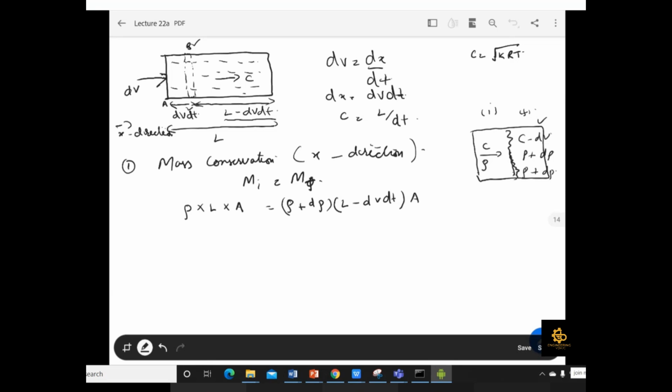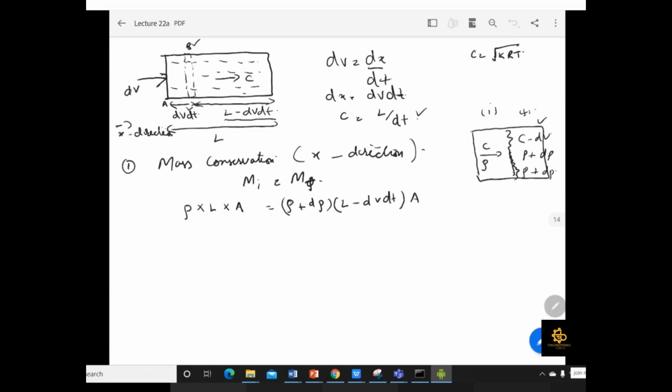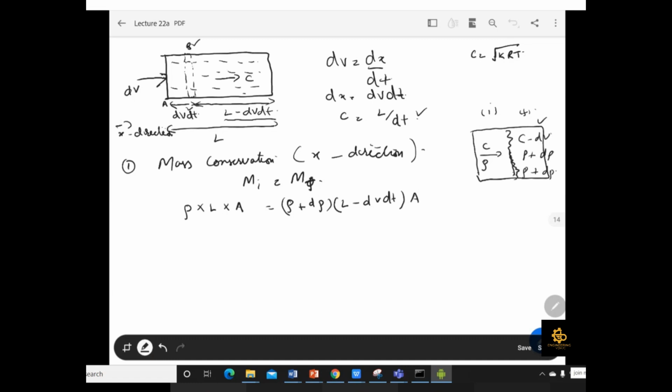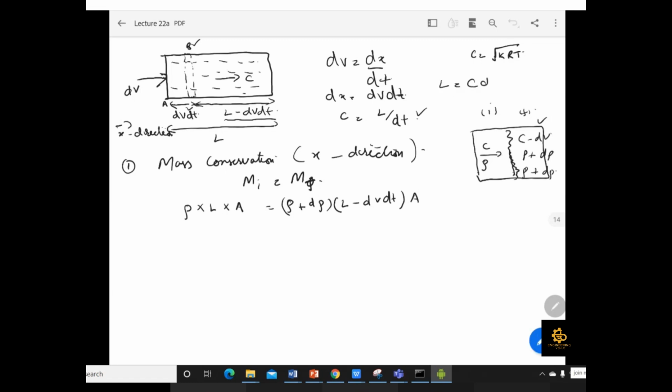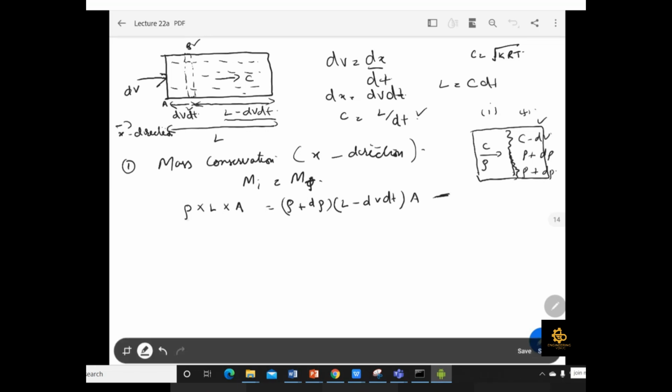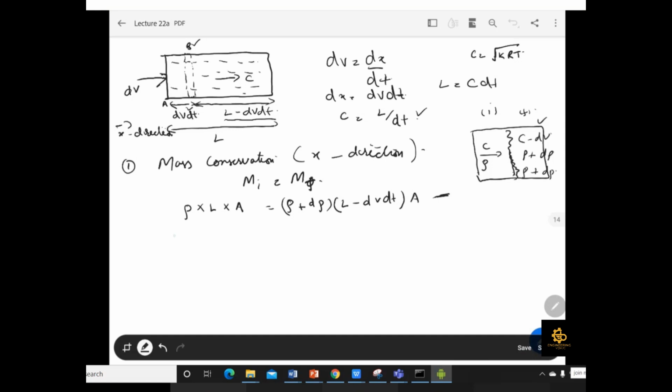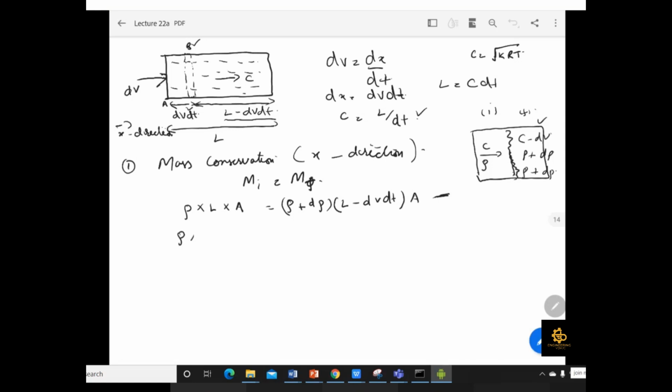Okay, so using the data, which is C is equal to L by dt, from here I can simply put the value of L, which is L is equal to C dt, in this equation which we already developed. Right now I'm going to put the value, which is rho into C dt into area. Similarly, I have to put the value of L over there as well.